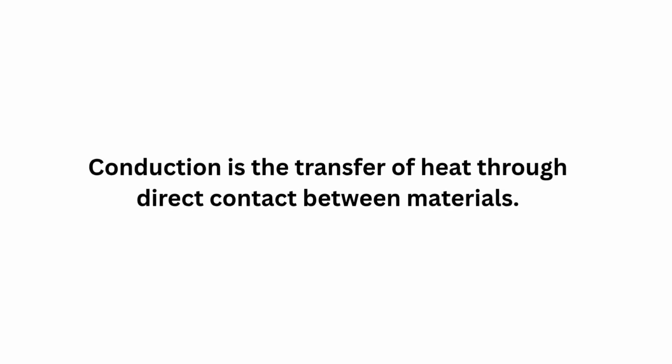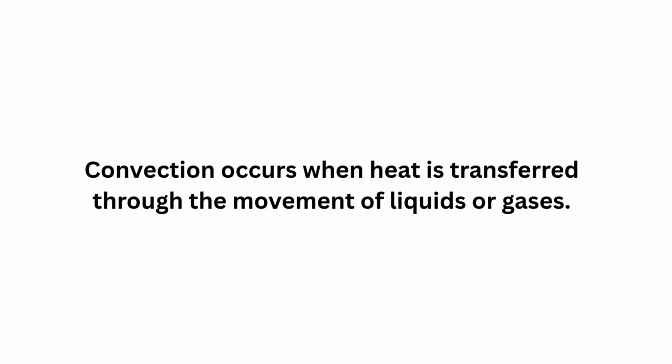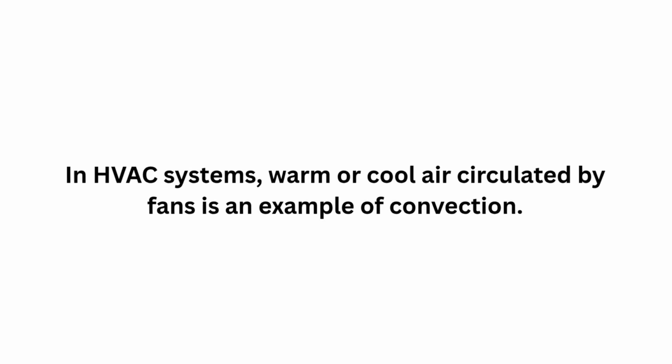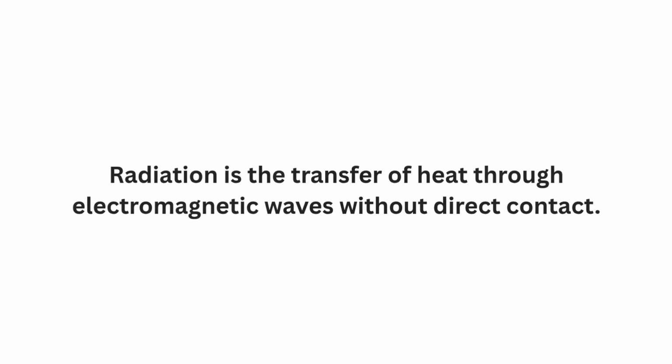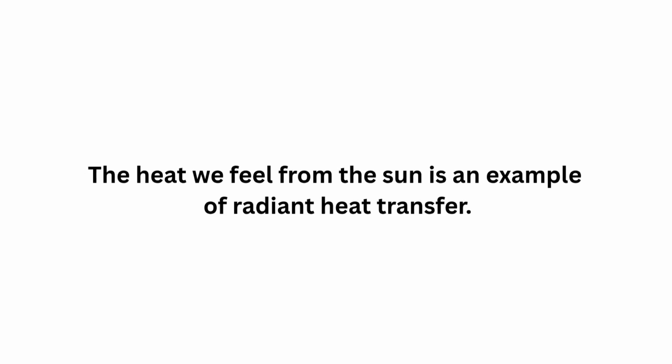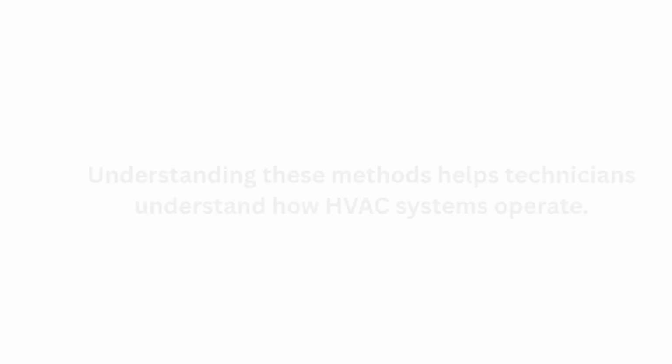Conduction. Conduction is the transfer of heat through direct contact between materials. For example, heat can move through metal pipes or walls. Convection. Convection occurs when heat is transferred through the movement of liquids or gases. In HVAC systems, warm or cool air circulated by fans is an example of convection. Radiation. Radiation is the transfer of heat through electromagnetic waves without direct contact. The heat we feel from the sun is an example of radiant heat transfer. Understanding these methods helps technicians understand how HVAC systems operate.